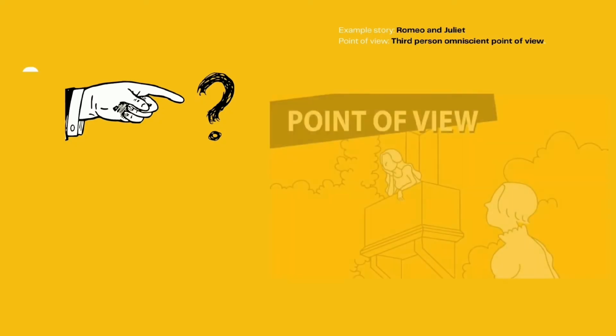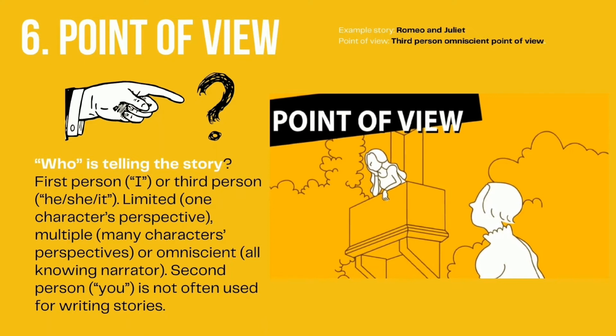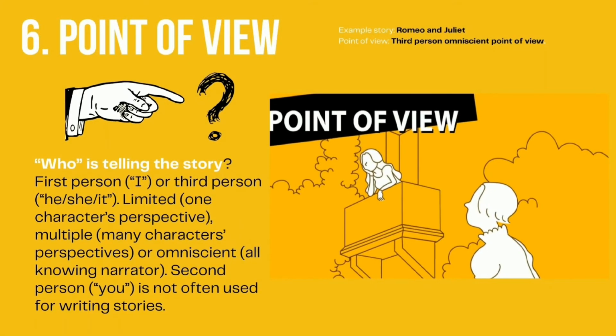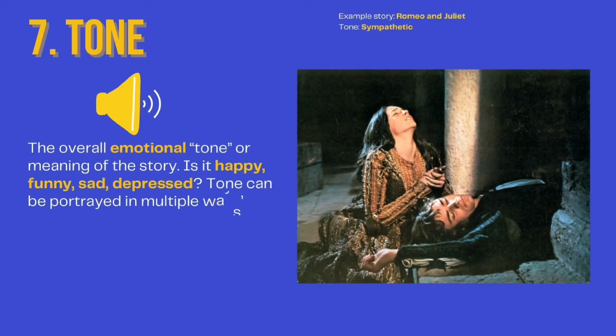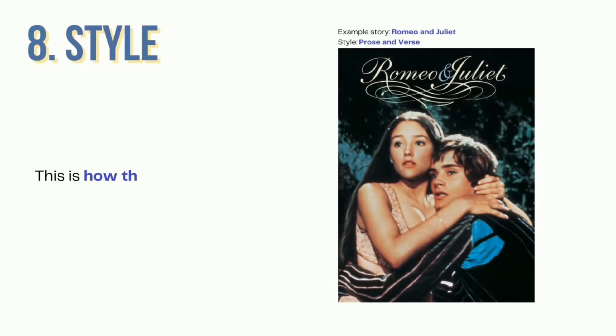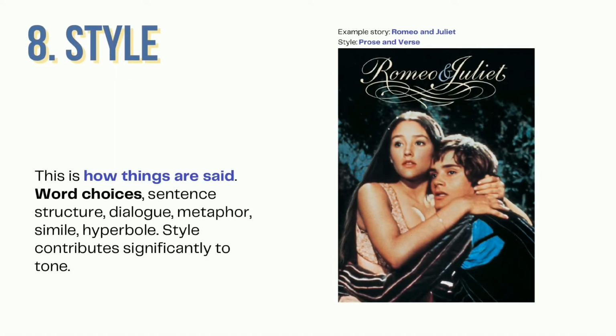The sixth one is the point of view. Point of view is who is telling the story. It can be a first, second, or third person's point of view. The point of view of Romeo and Juliet is a third-person omniscient point of view. The seventh one is the tone. It is the overall emotional tone of the story. The overall emotional tone of Romeo and Juliet is sympathetic. And the last one is style. Style is how the dialogue is said, sentence structure, and word choices of the story. The style in Romeo and Juliet is prose and verse.